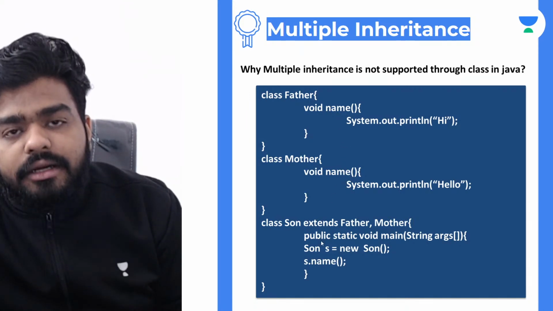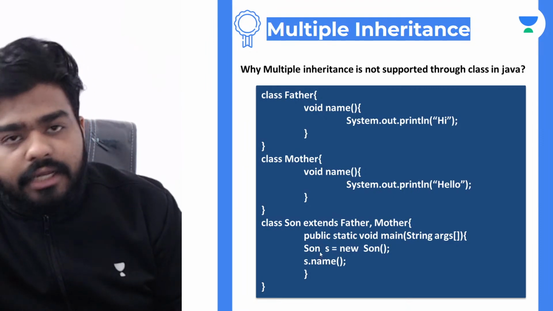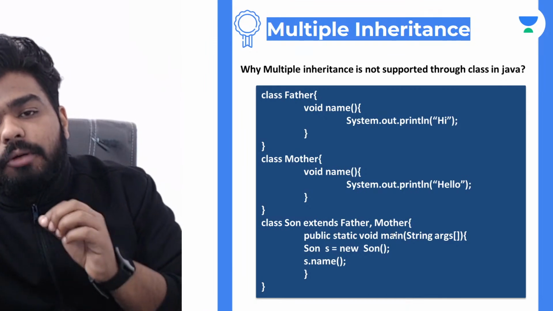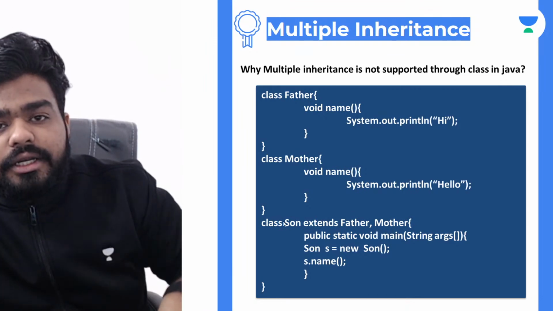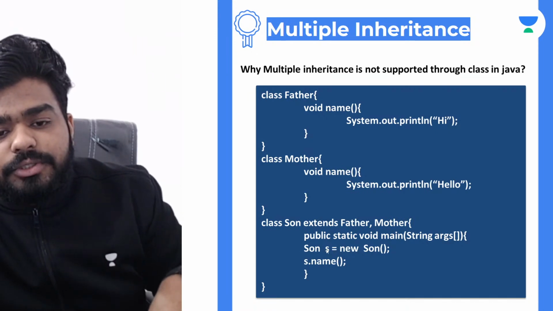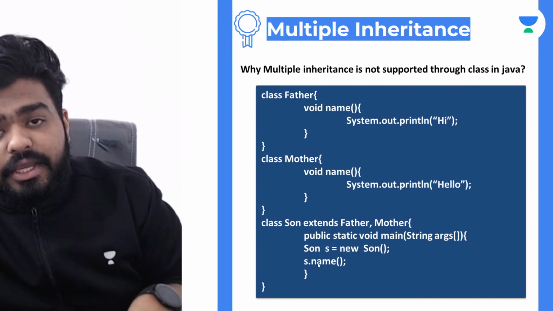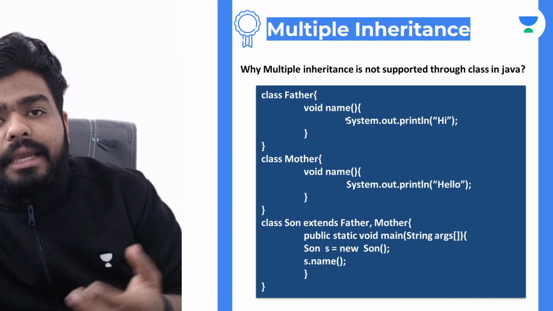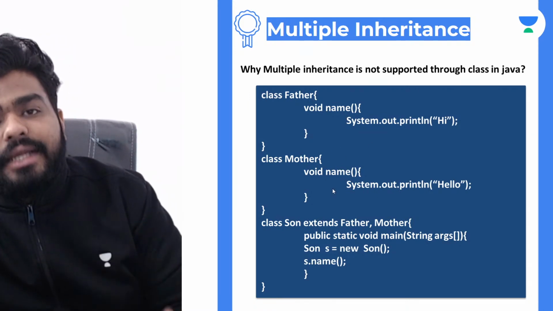So if I'm creating an object of Son, and I'm writing class Son extends Father, Mother, that means Son is inheriting properties from Father and also Mother. And if I'm creating an object of Son and writing s.name, where will it go, whether it will go to Mother's name or Father's name, we do not know, right? So that's an ambiguity, that's a problem which we have created, right?